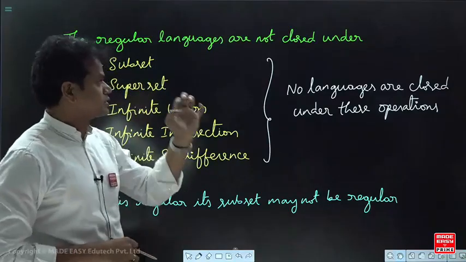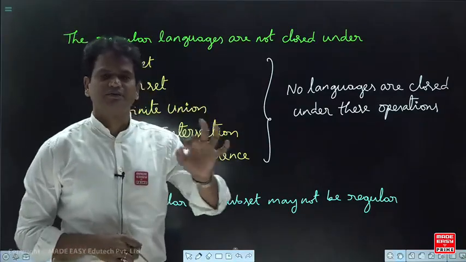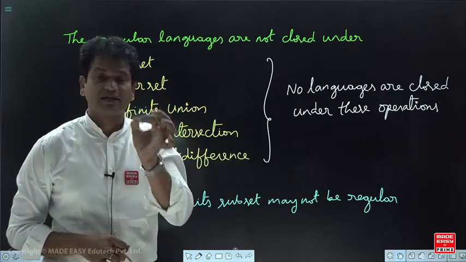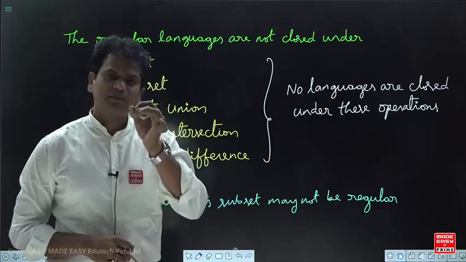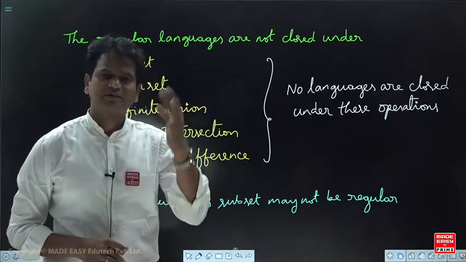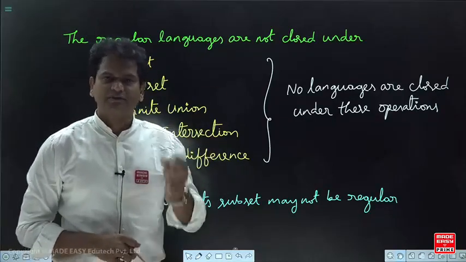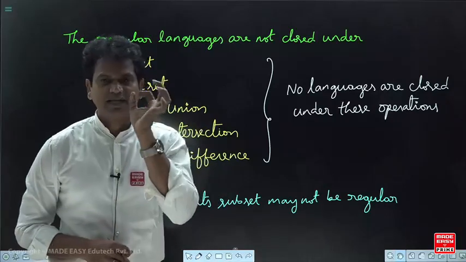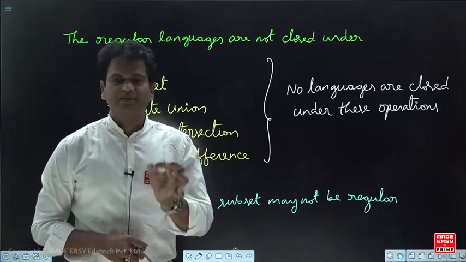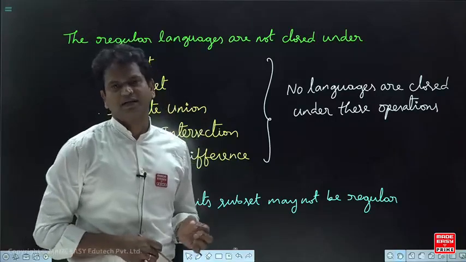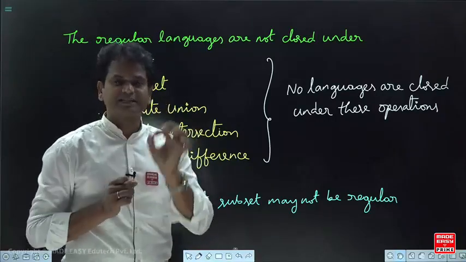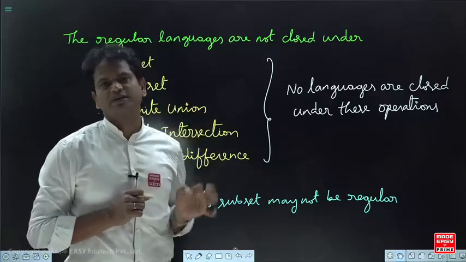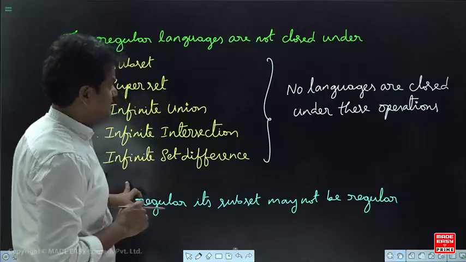If you say closed, it means always regular. If you take a regular language L, its complement is always regular. Kleene closure is always regular. Reverse is always regular. If you take two languages, union, intersection and subtraction are always regular. But if you take one language, its subset may or may not be regular. If every subset of a regular language were regular, only then would we say closed under subset. But sometimes it is not closed.